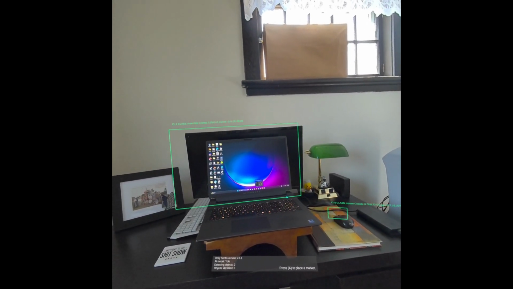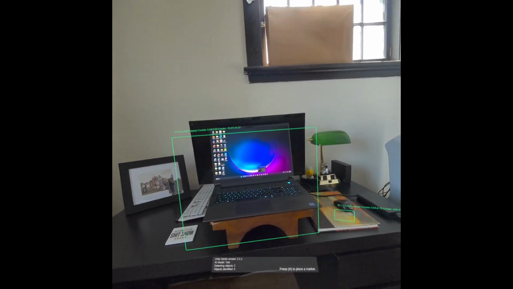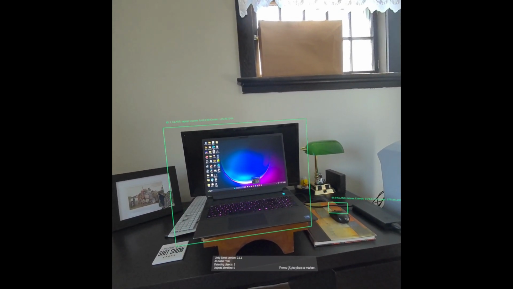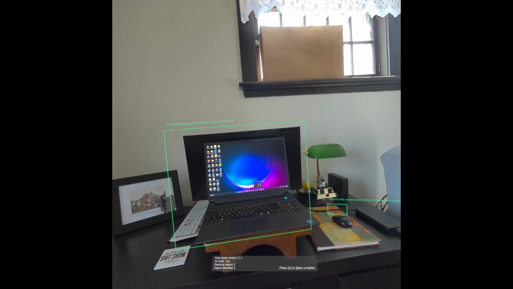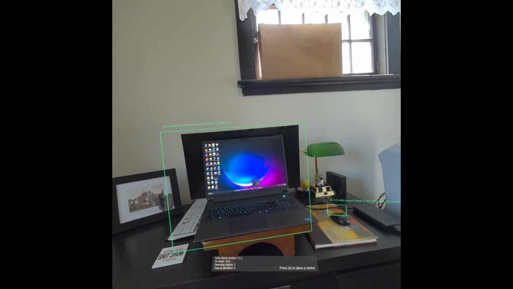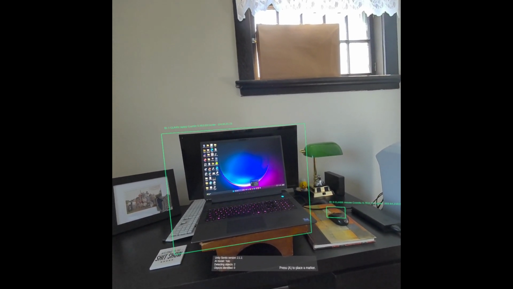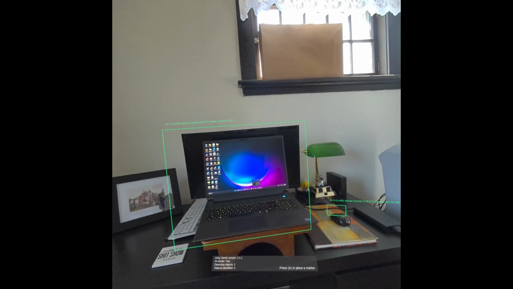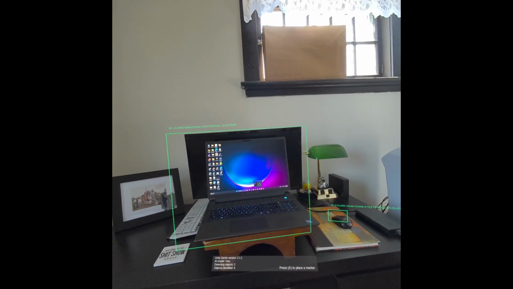Let me know what you think. Do you think that AR glasses that are based on prototypes from this software, do you think that those types of things like AR glasses are going to replace the smartphone? I don't know. Let me know what you think.